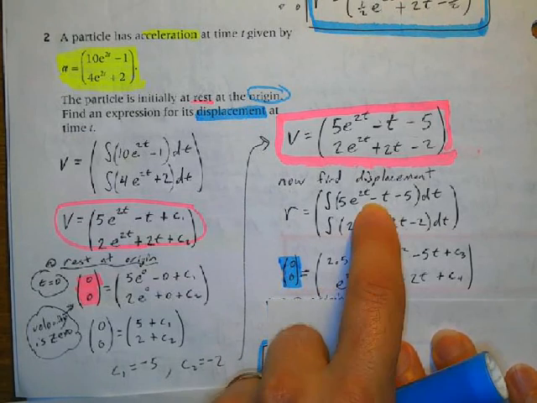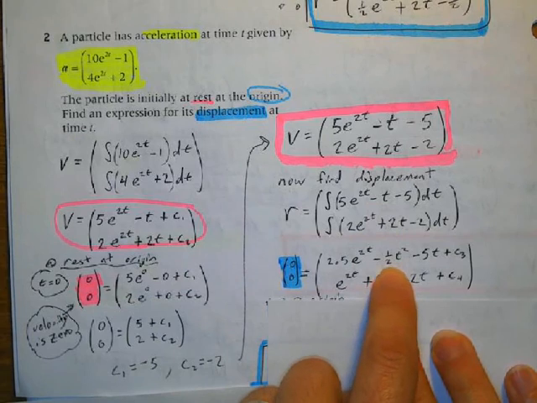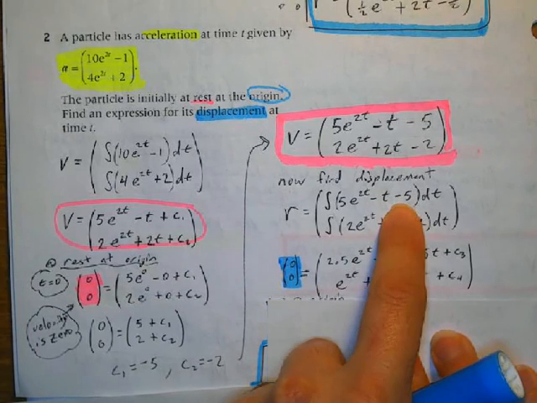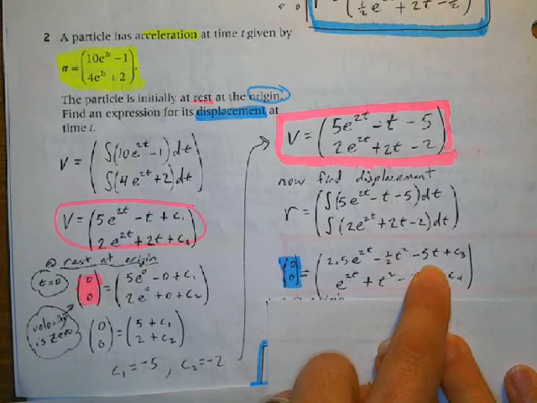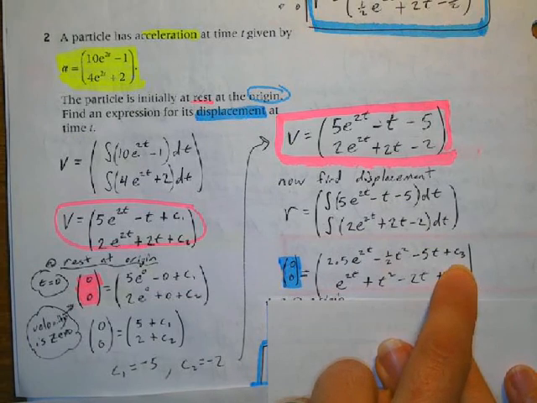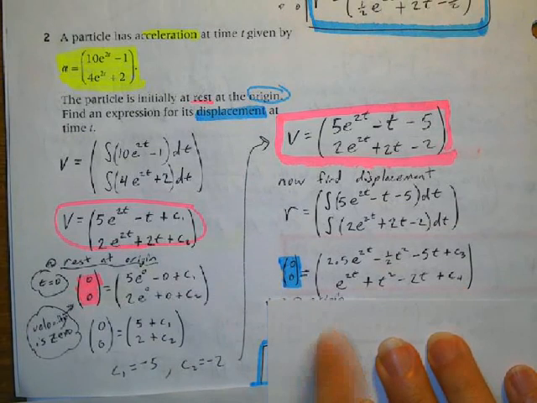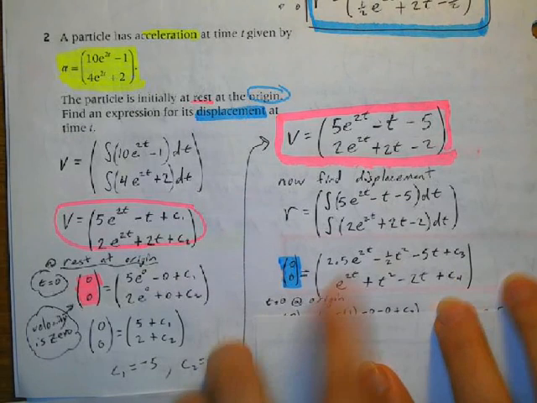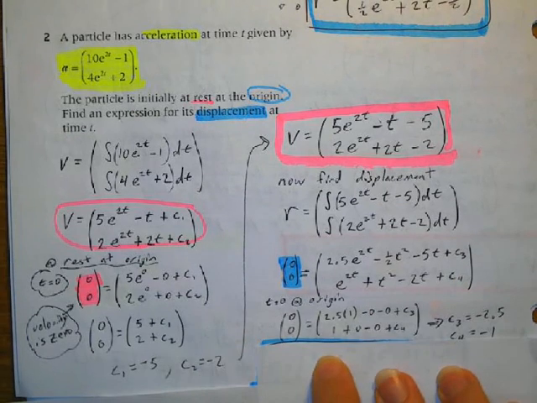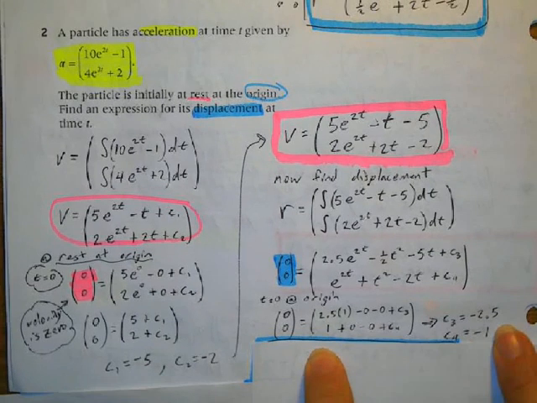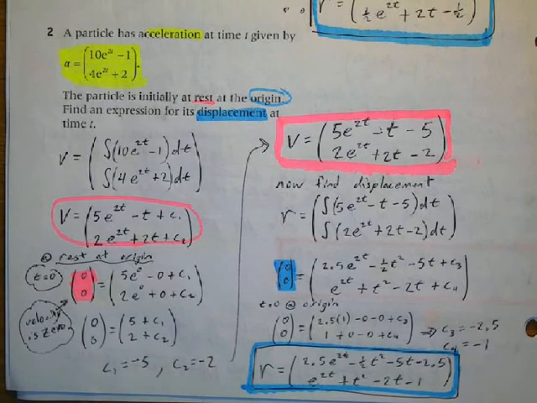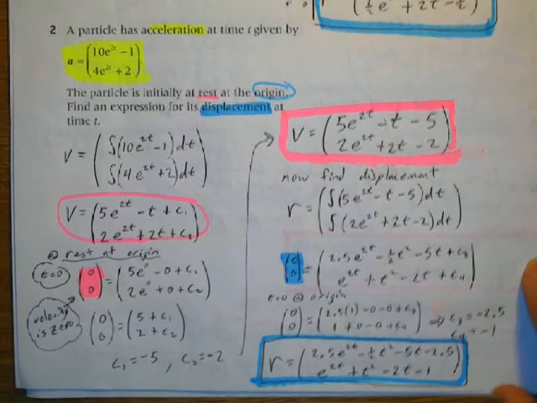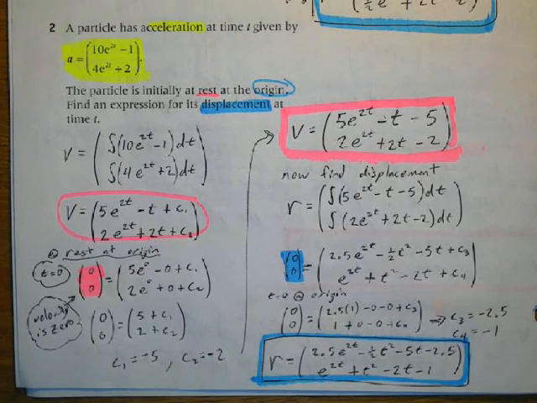The antiderivative of negative t is negative 1/2 t squared. The antiderivative of negative 5 is negative 5t, and then plus c3. And then I have c4. Okay, there's my antiderivative. So now at the origin, we know t, we're going to plug in 0 for t. And then we end up with c3 is negative 2.5 and c4 is negative 1. Hence, there is my displacement vector.